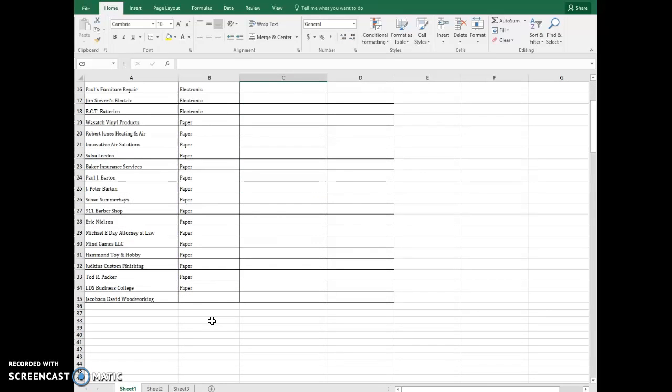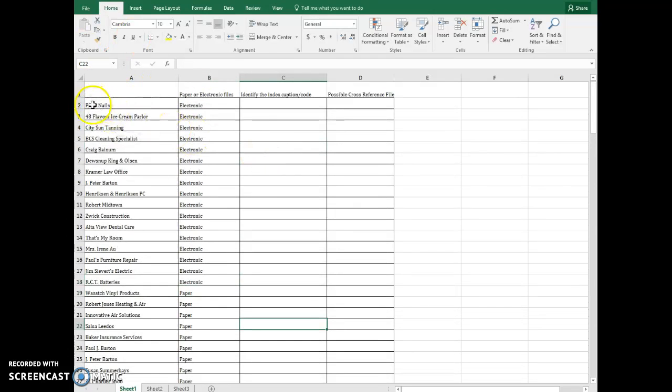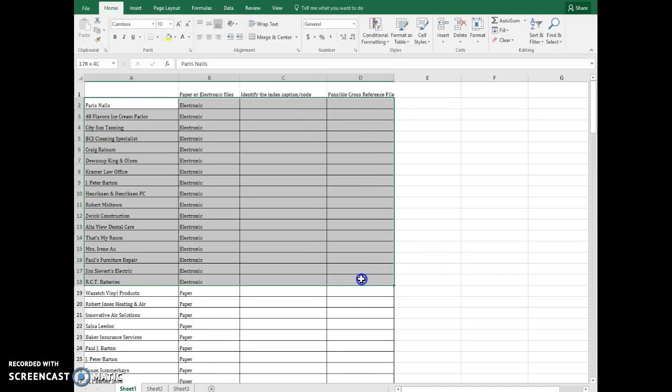You'll notice here at the bottom that Jacobson David Wordworking had a distinguishing factor missing. We don't know if it's paper or electronic, so for this assignment we're just going to indicate that it's paper. Then what I would suggest you do as a group is first consider the electronic filing system. How would you go about categorizing this in a documents folder?